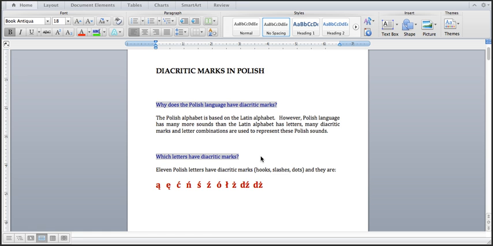Which letters have diacritic marks? 11 Polish letters have diacritic marks. Hooks, slashes, and dots. And they are ą, ę, ć, ń, ś, ź. This letter has two names, "o kreskowane" (o with a slash) or "u zamknięte" (closed u), but the phonetic sound of this letter is u. Then ł, ż, dź, dż.